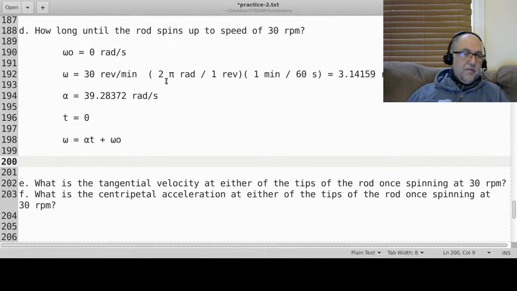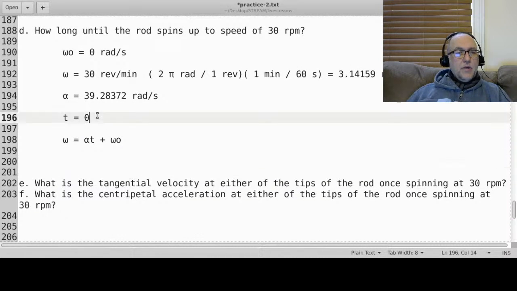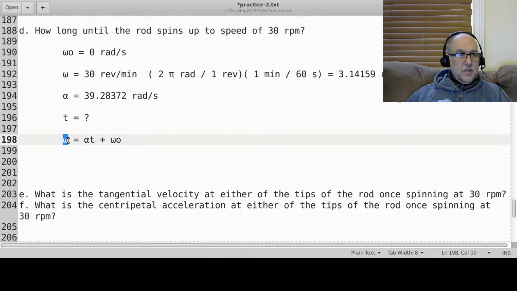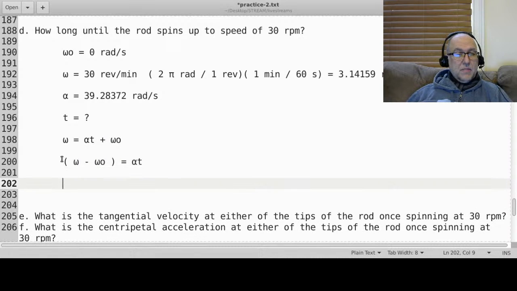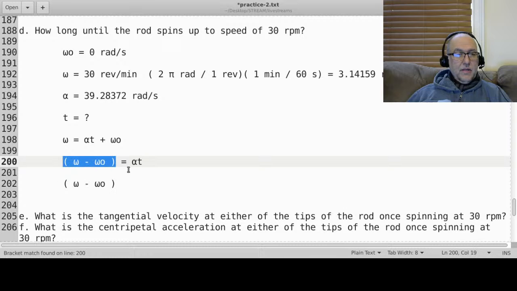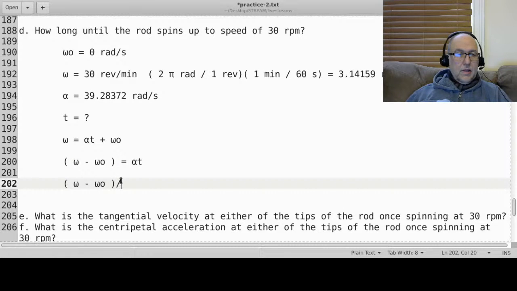So now we're solving for t, how long, and this is pretty easy to solve. I'll rearrange it symbolically first. So subtract omega naught from both sides, and that's going to equal alpha times t. And then divide both sides by alpha, because we know alpha.